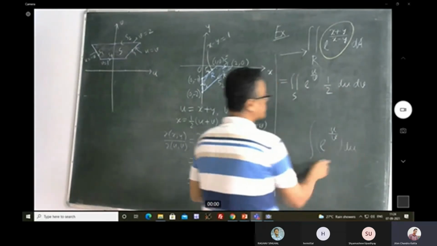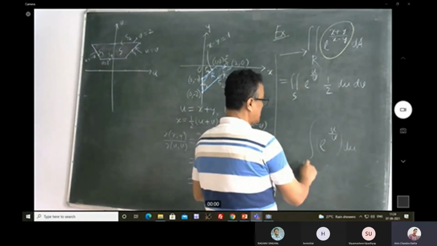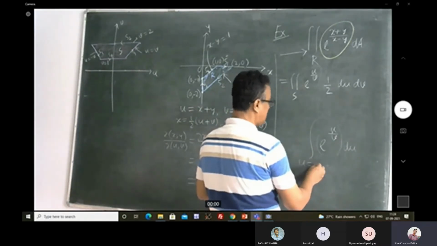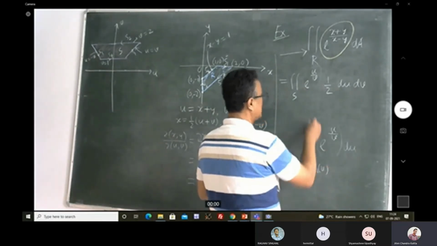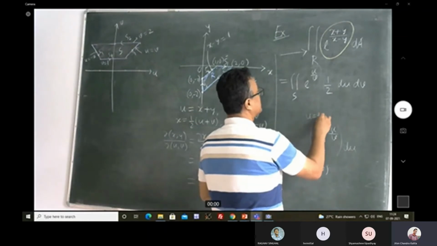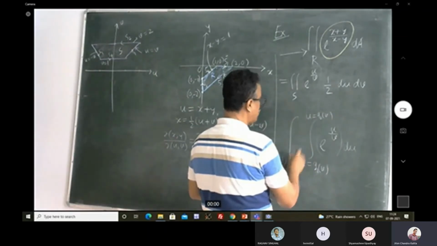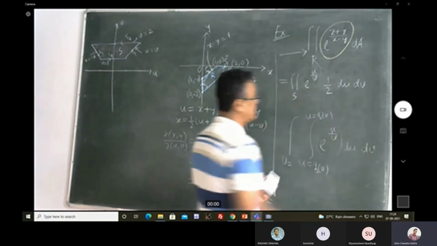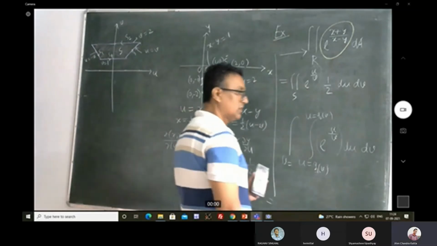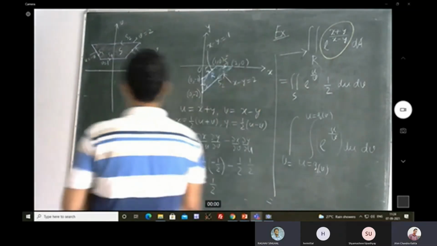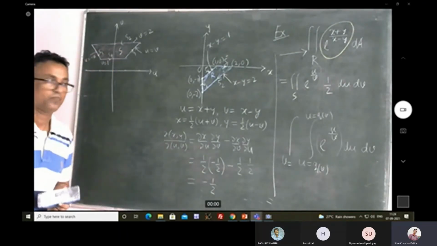If I want to integrate with respect to u first, then I must have u as some function of v, say g1(v) and g2(v), and then I will have fixed limits for v, and then I will have something like this. So basically, we have to consider this as a type 2 region.